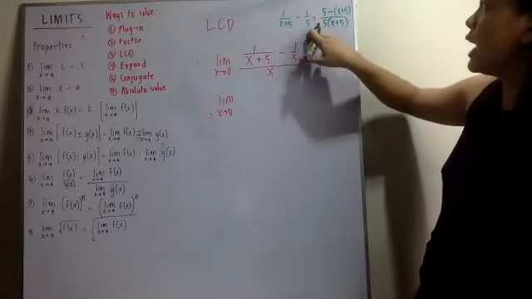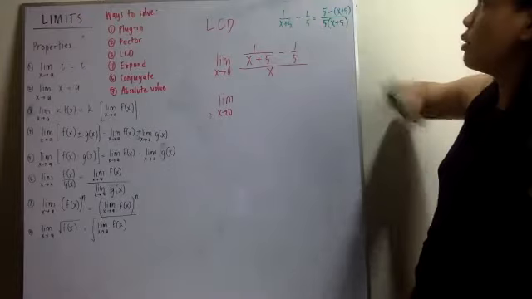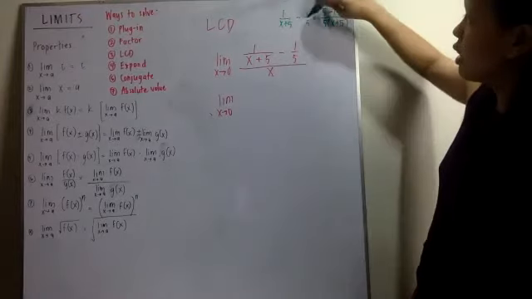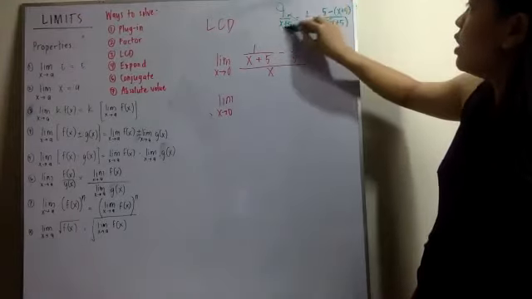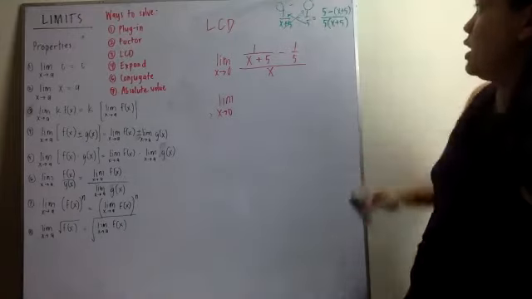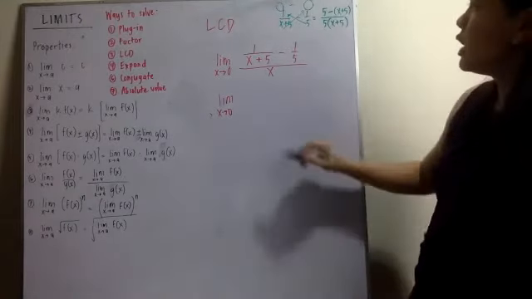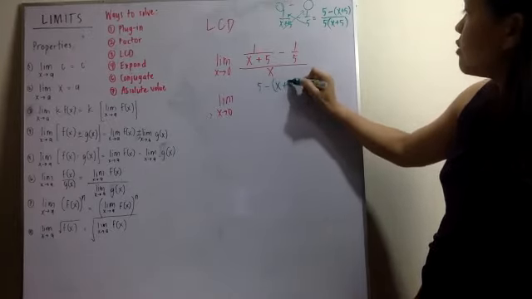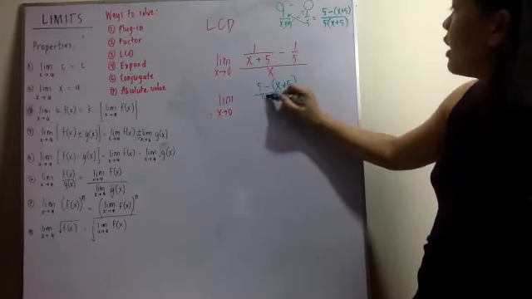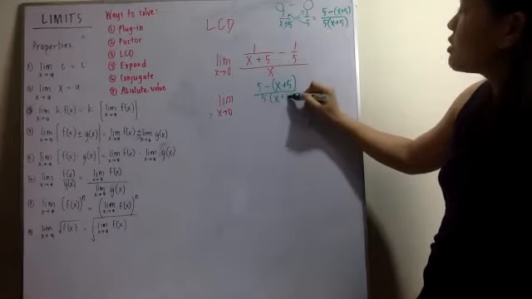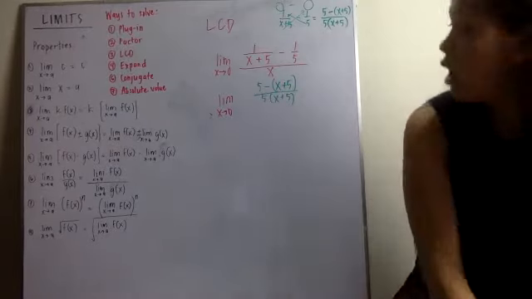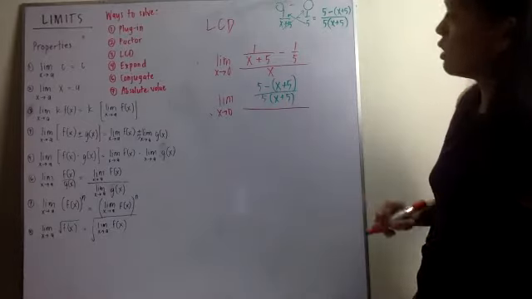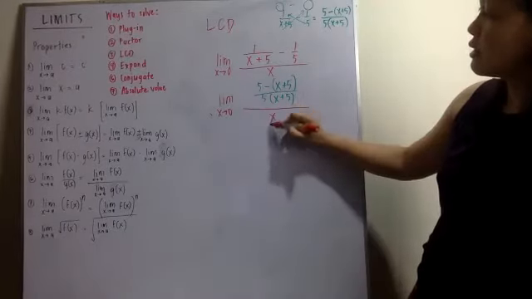Then, cross-multiply. 5 times 1. So, mauna yung 5. Okay? Pag ganun. So, siya yung mauna dito. Minus, kung ano man yun nandito. Okay. So here we have 5 minus x plus 5 over 5 times x plus 5. Okay? All over x, correct?